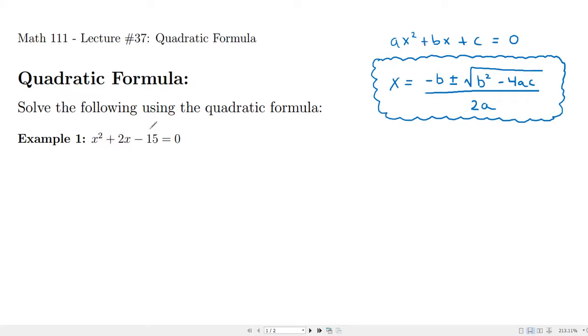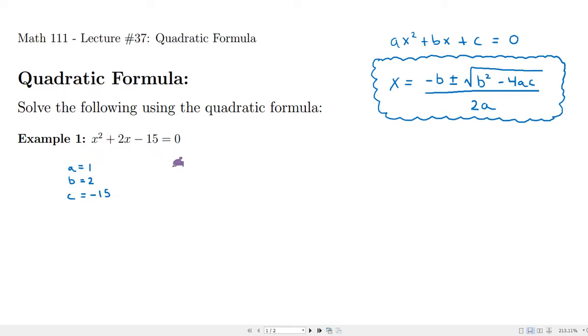So let's begin with this example here, x squared plus 2x minus 15. First, if it's possible, you should factor out any common constant, and then you could divide through by that to make it a little bit simpler. But here we already have the coefficients, and they don't have any common factors other than 1. So let's proceed with using the quadratic formula. So a in this situation is 1, the coefficient of x squared. b is positive 2, and c is negative 15.